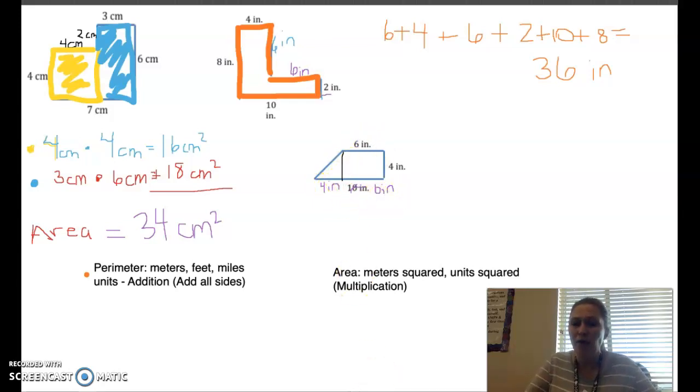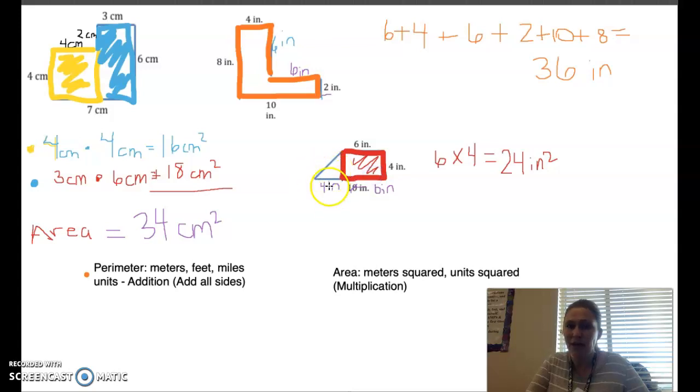And so now if I want to find the area, I'm going to have to find, first of all, this rectangle right here. And I crossed out this 10 because sometimes it's confusing when we see that on something like this. So this one is going to be 6 times 4. That's going to be that rectangle right there. And 6 times 4 is 24 inches squared. Okay, so that gives me this piece right here.